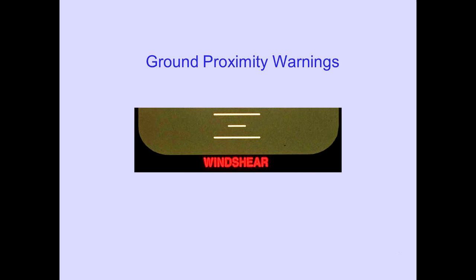Ground proximity warnings are enunciated below the attitude indication. This will be discussed in the ground proximity module.